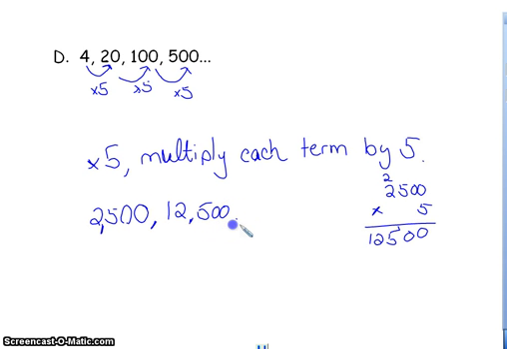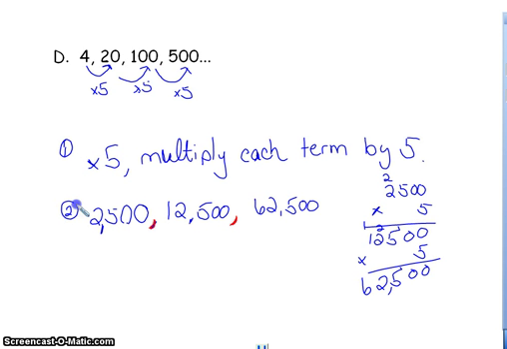Okay, and then the last term, maybe I should break this up with a different color here. So here are our commas separating. I'm going to take 12,500 and multiply that by 5. So I have 0, 0, 25 again, carry my 2, 10, 12, carry my 1, and I get 6. So I have 62,500. So here are my next three terms. So once again, here's part 1, and here's part 2.